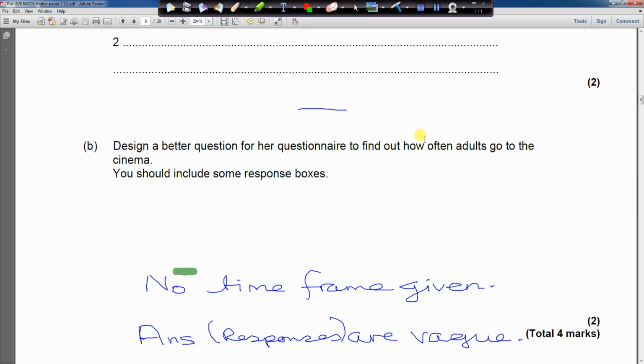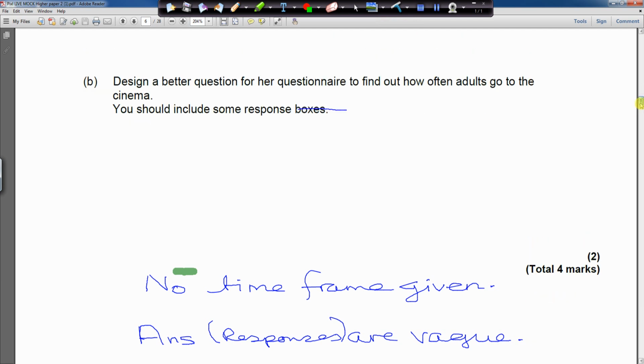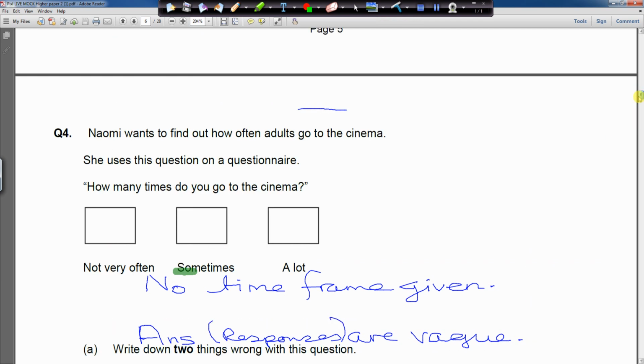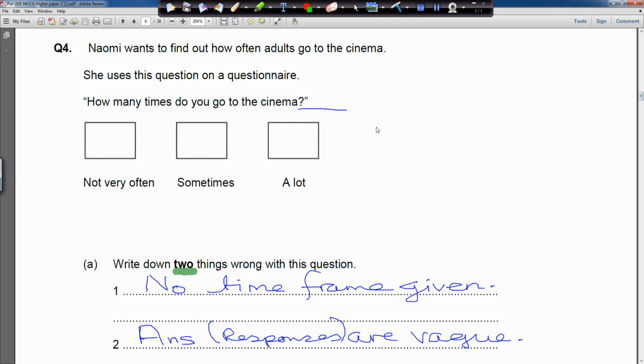Okay, that is the new question. Design a better question for her questionnaire to find out how often adults go. So we have to redo the question. So I'm going to move it back up so we can compare, and we'll do it in the same space that we had above there. So we can look at the original one and look at our new one. Okay, so I'm going to do my part B over here on this side. Alright, let's have a look.